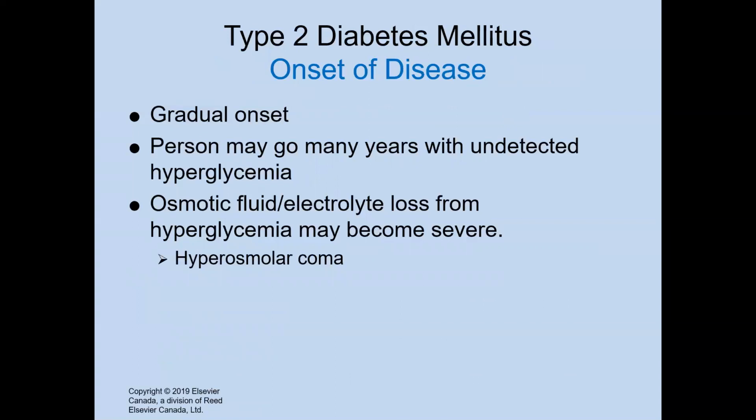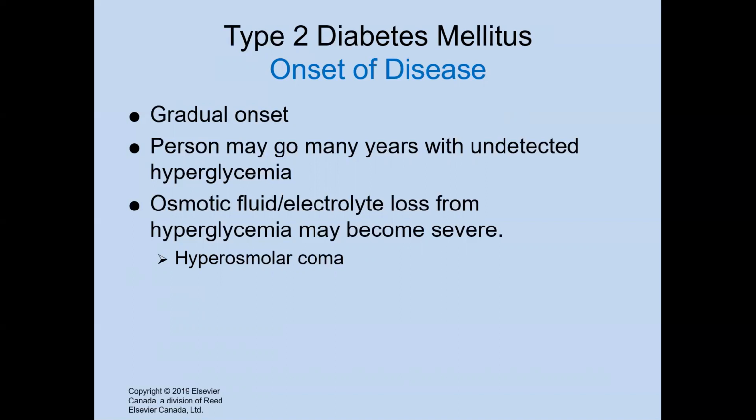With type 2 diabetes, we see a gradual onset, versus type 1 diabetes, which may take years to develop, but the onset of symptoms can be very rapid. Once that process starts, it's very rapid. With type 2 diabetes, we often see a very gradual onset, and patients can go many years without even being diagnosed.